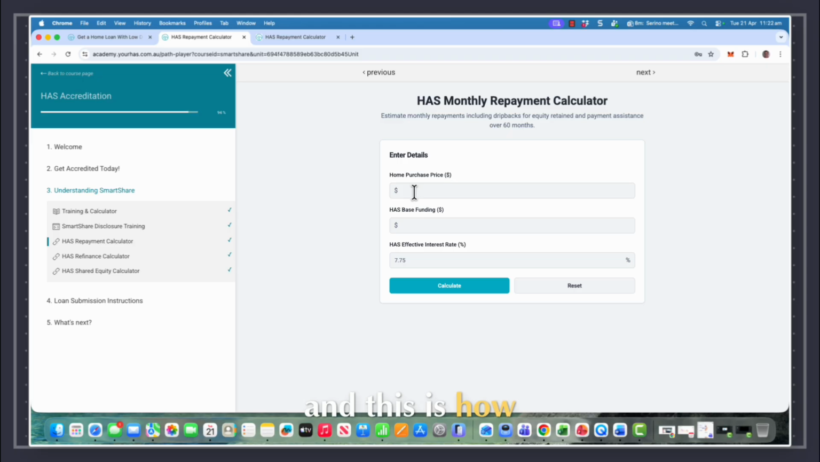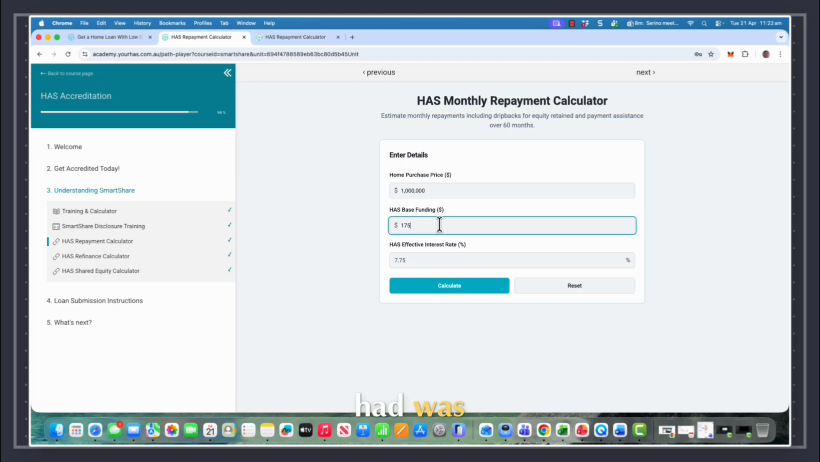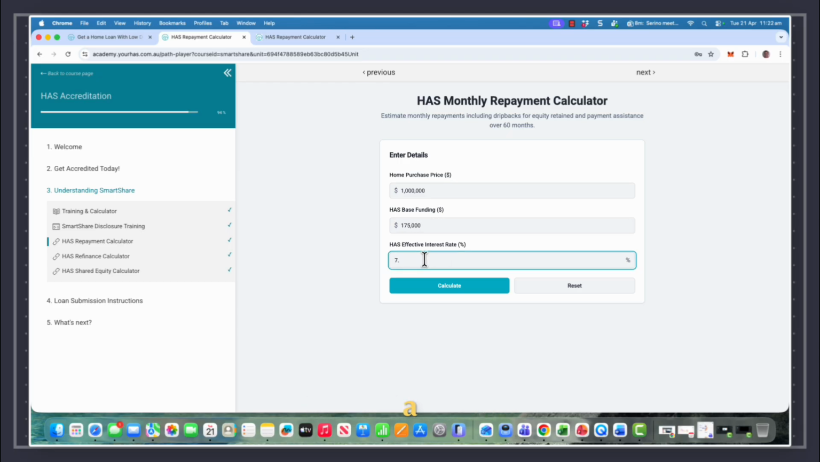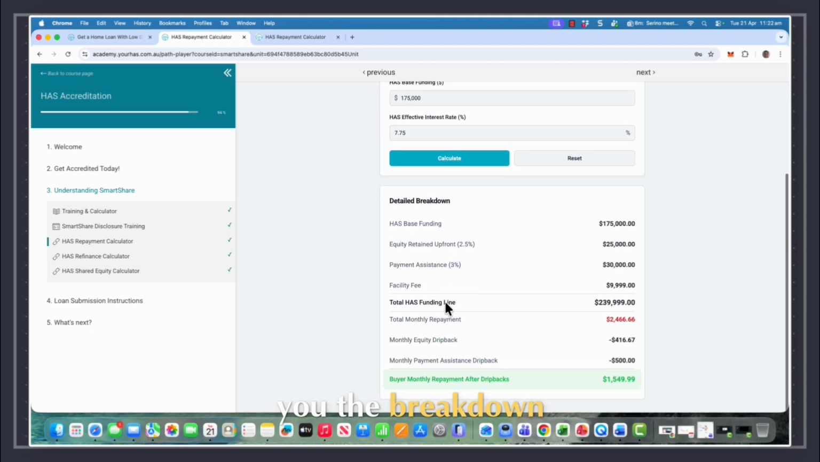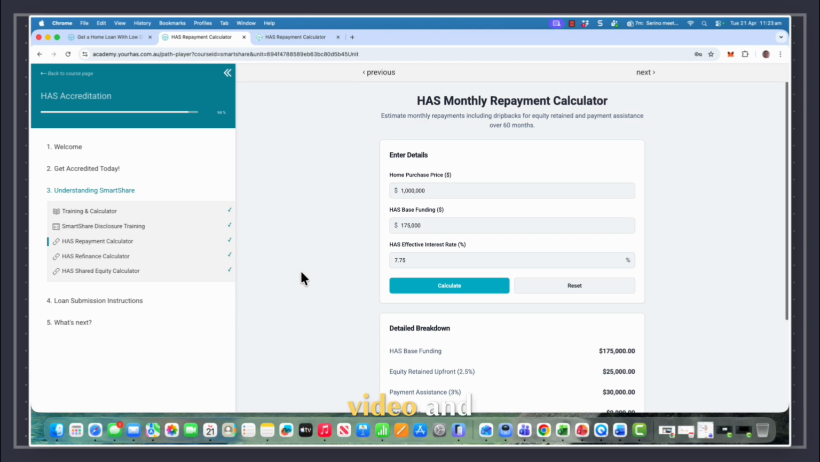You'll get to this page where you can have a look at the HAS repayment calculator. This is how we break down where the money is going and how we're calculating these types of payments. The example we had was $1 million with a $175,000 base facility, and then it gives you the breakdown. There's a little video in here. I'm just going to go directly to that video, and I'll see you on the other side.